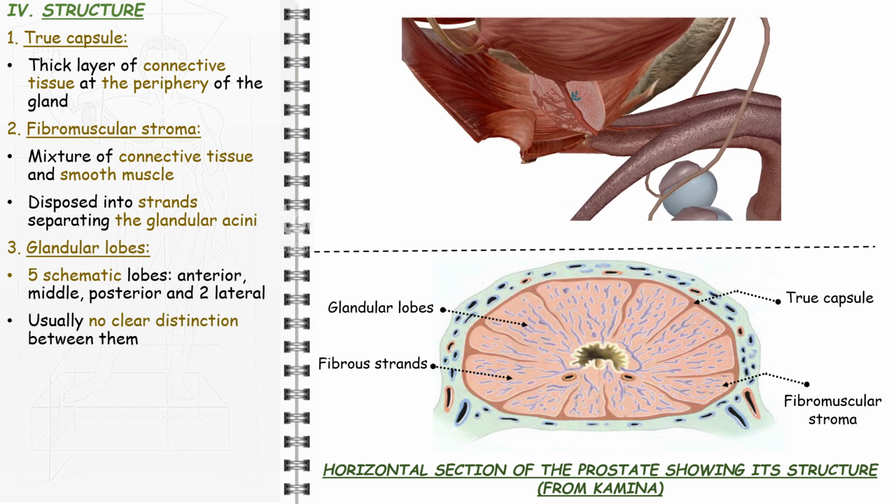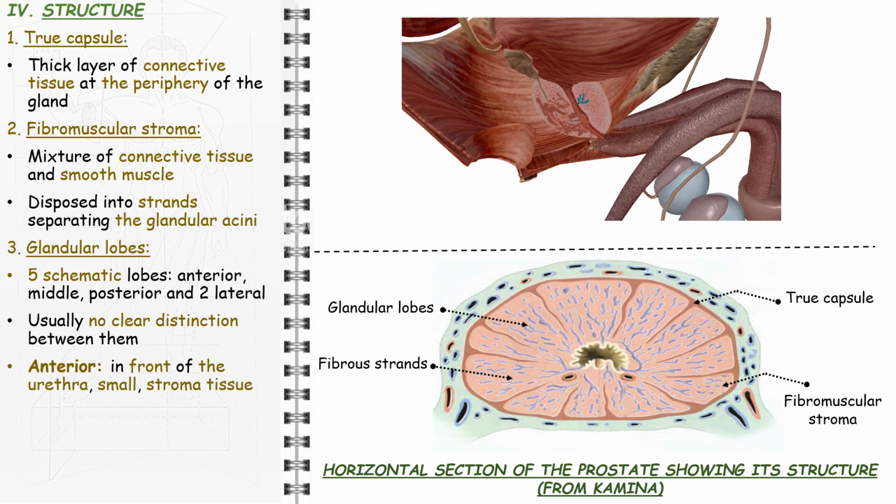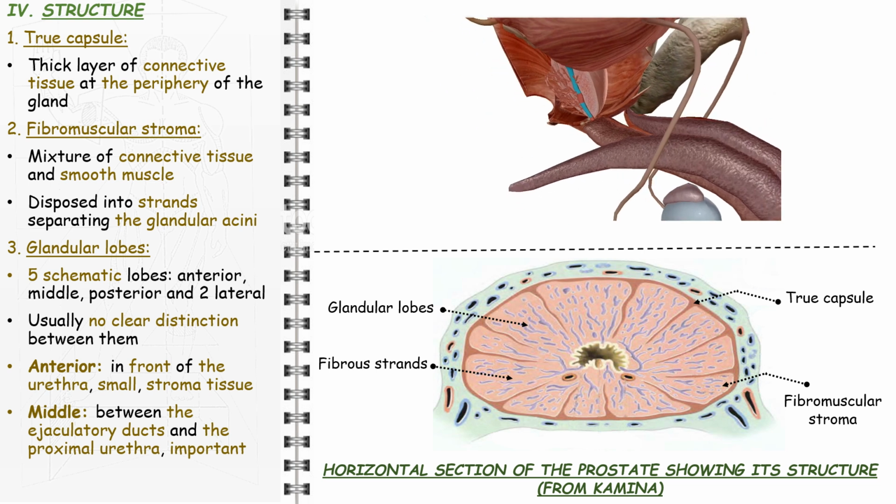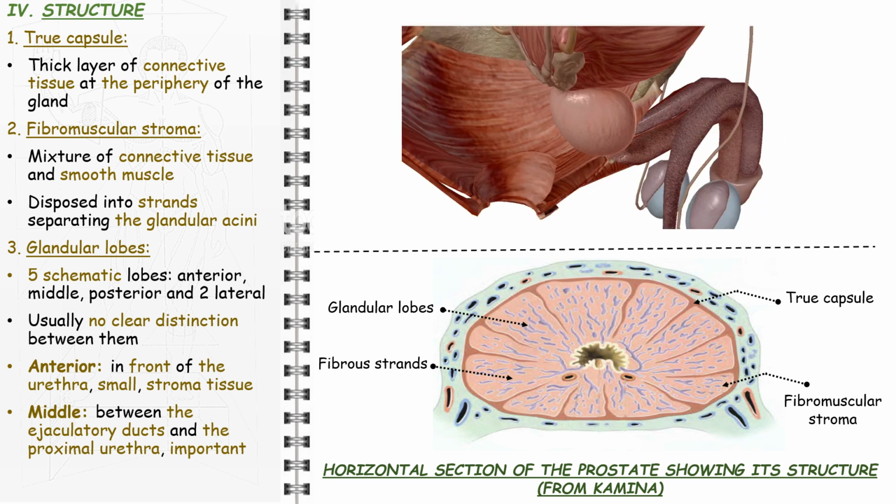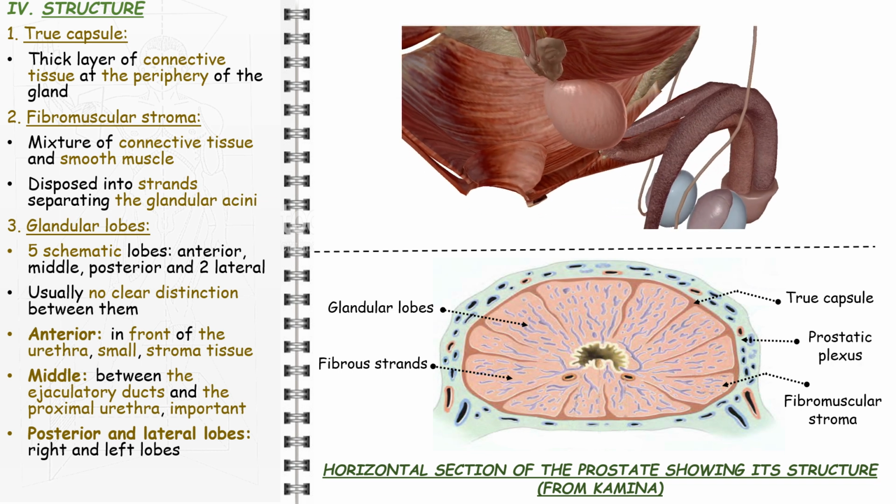Schematically, the anterior lobe is small, in front of the urethra, and is mainly made of stroma. The middle lobe stands between the ejaculatory ducts and the proximal urethra and is clinically very important. The posterior and lateral lobes form the right and left lobes of the prostate.